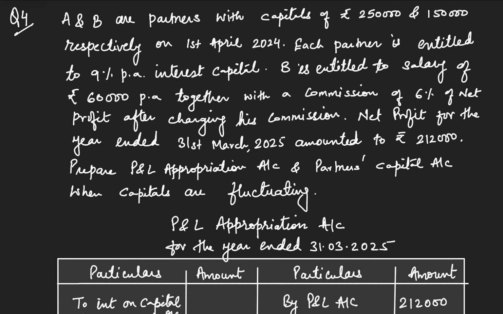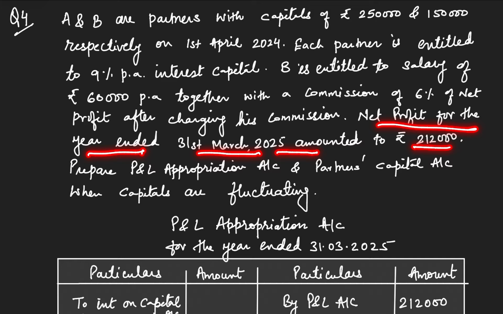Now let's do the next question. Partners A and B are in a partnership firm with capitals of rupees 2,50,000 and 1,50,000 as on 1st April 2024. Each partner is entitled to 9% per annum interest on capital. B is entitled to a salary of rupees 60,000 per annum together with a commission of 6% of net profit after charging his commission.